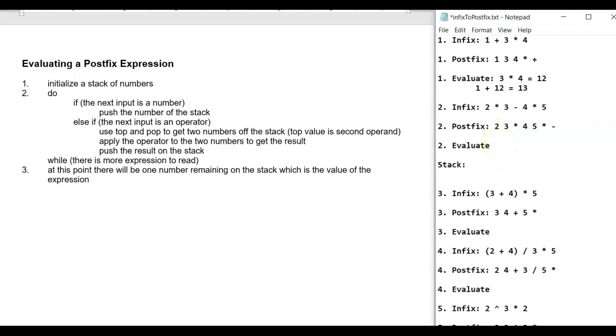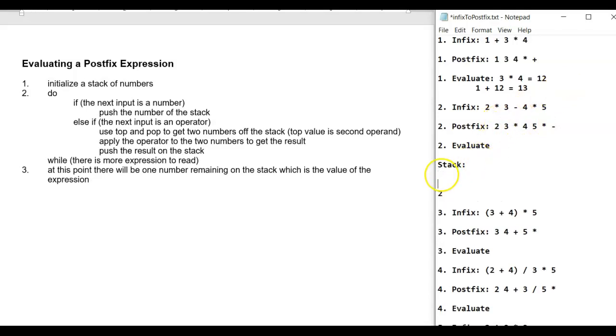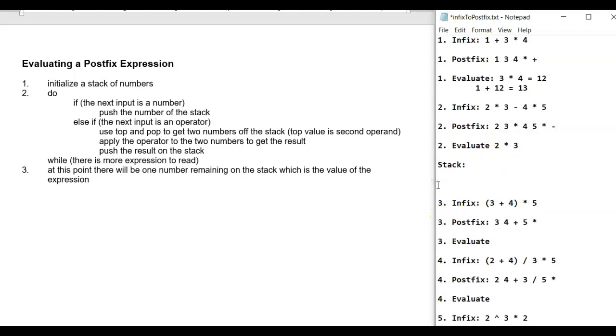Here's our stack. So we've got 2, right? We push that on the stack. Then we've got a 3. Then we push that on the stack. Then we've got multiplication. So it'll be 2 times 3, right? We're going to pop both those guys off the stack. And it equals 6. Right? And we push the 6 on the stack.